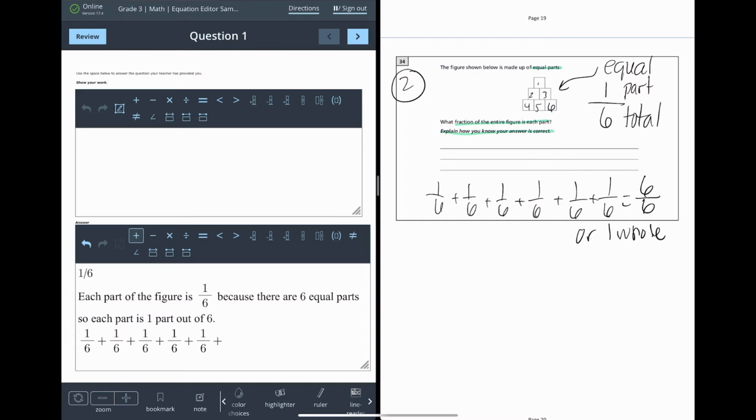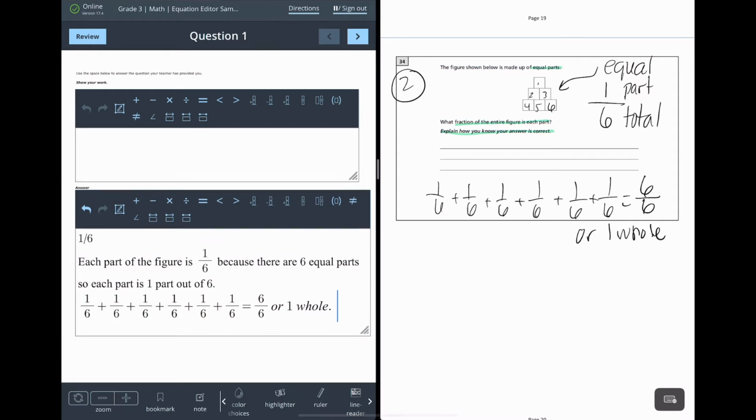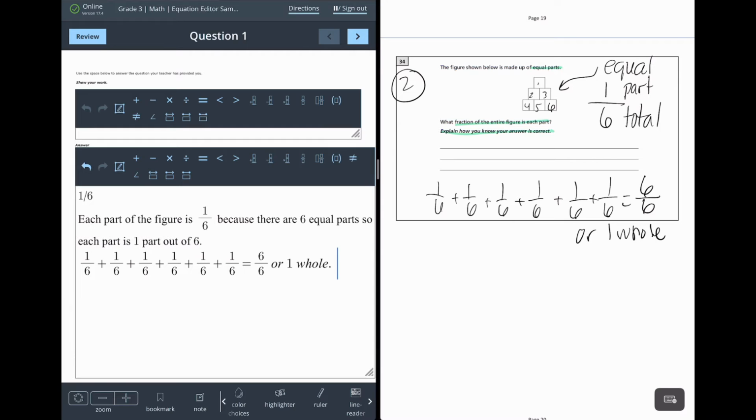Plus 1/6 is equal, and even look how many mistakes I make when I'm typing. 1/6, 4 1 whole. Bam. So there we have it. So that's one way you can do it, because I had to explain it.